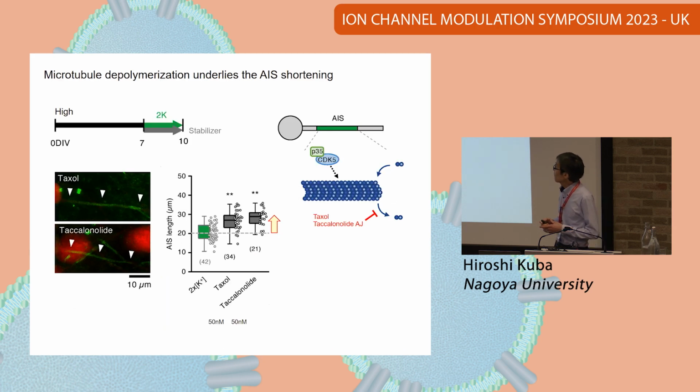So we examined the contributions of microtubules to the AIS shortening by incubating the cultures with microtubule stabilizing agents like Taxol and epothilone during the high potassium treatment. And these stabilizers occluded the AIS shortening.